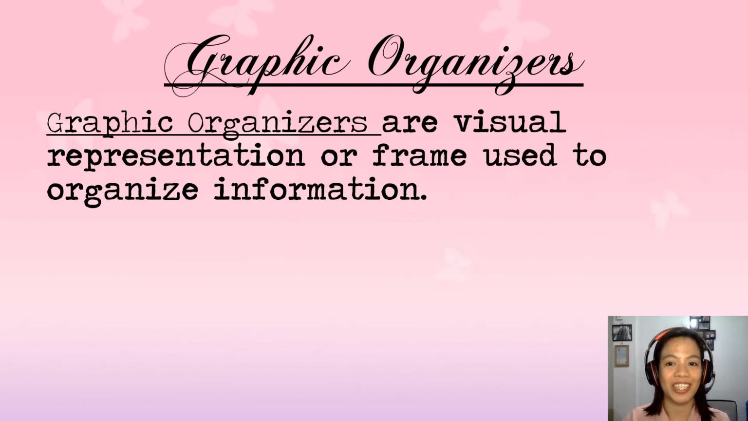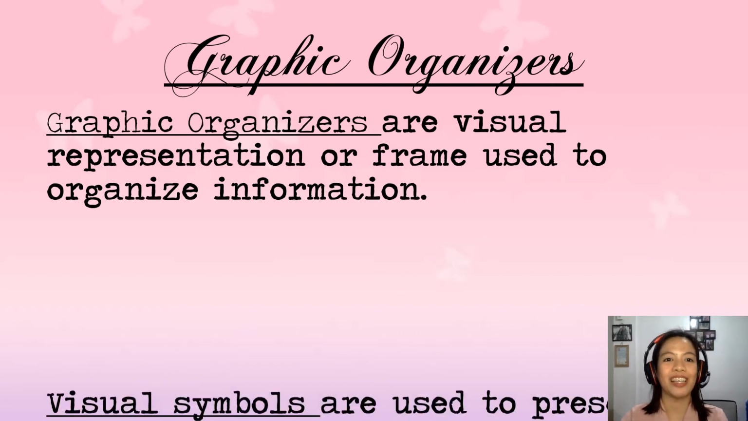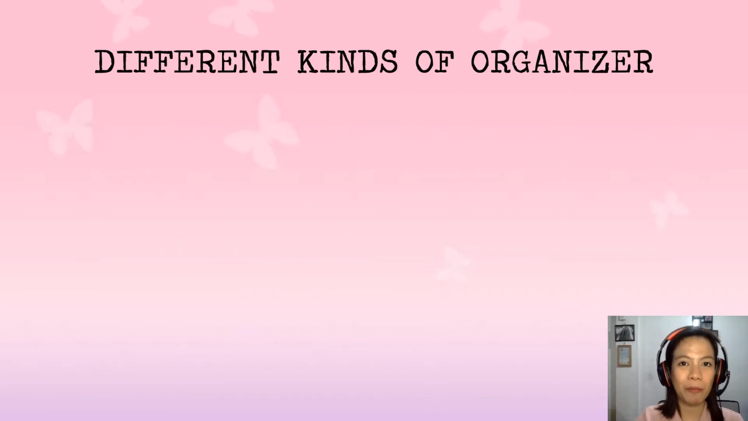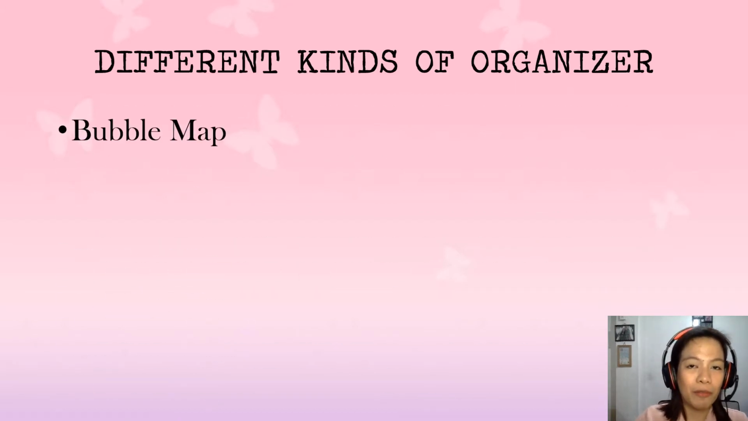Graphic organizers are visual representations or frames used to organize information. They use visual symbols to present ideas, and these ideas help understand what one reads. There are different kinds of graphic organizer. First is the bubble map. The bubble map connects the main ideas to its details.